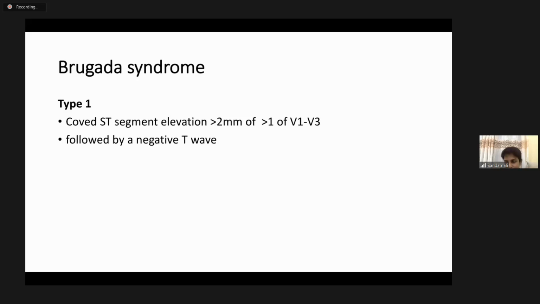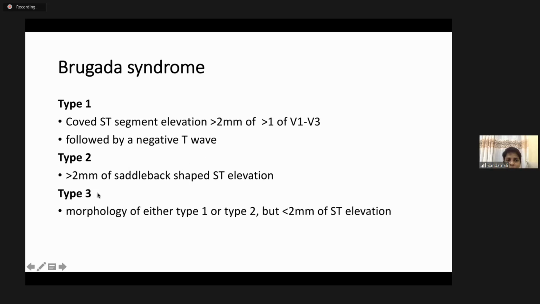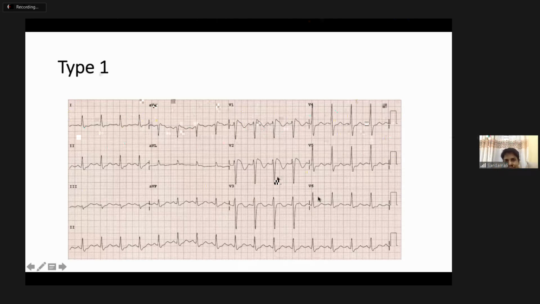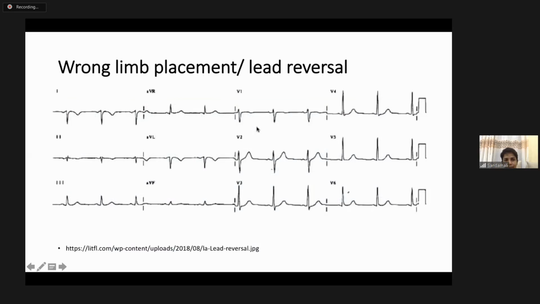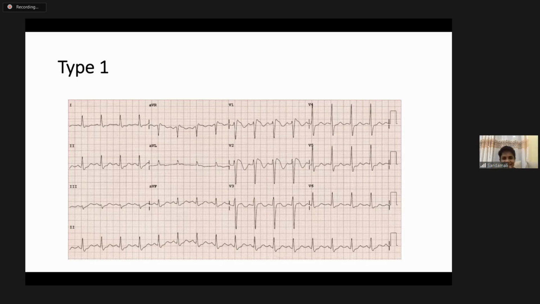Brugada syndrome: there are three types of Brugada syndrome, type 1, type 2 and type 3. In all these types you get ST elevation, mostly in V1 to V3. Type 1 is the typical Brugada, where you get coved type ST elevation, which is more than 2 millimeter, followed by a negative T wave. In type 2, you get ST elevation which is like a saddle shape, and it is again more than 2 millimeter. In type 3, you can get either curved or saddle type ST elevation, but the height will be less than 2 millimeter. So this is type 1 Brugada. You get a curved type ST elevation in V1 and V2 and a negative T wave. But I'm sorry, I don't have a type 2 Brugada syndrome ECG here.